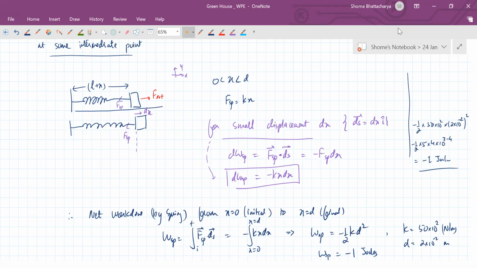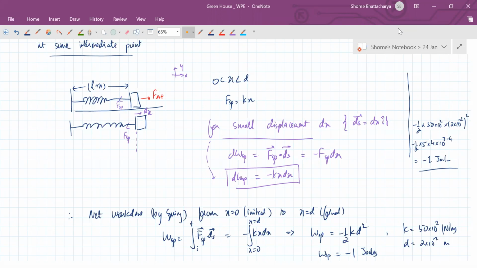I didn't say the block is going back. We are just calculating the work done from the initial state where the spring was at natural length to the stretched state, where we have forcefully pulled the block through a distance d against the spring. So in that situation, what is the work done by the spring? It will be a negative quantity. I'm not concerned with what happens if I release the block now.